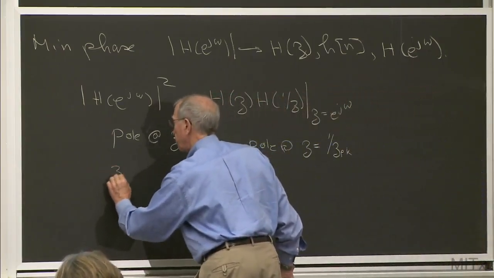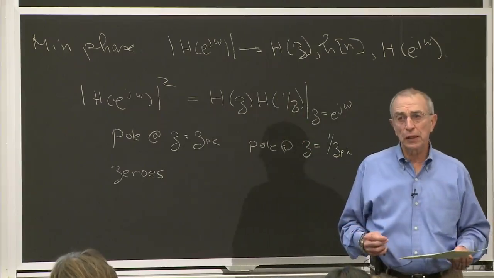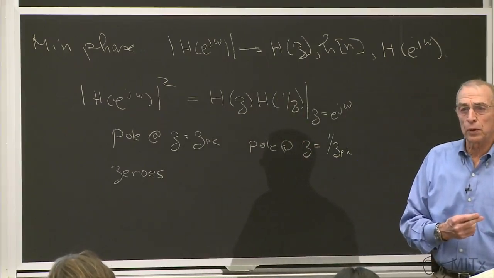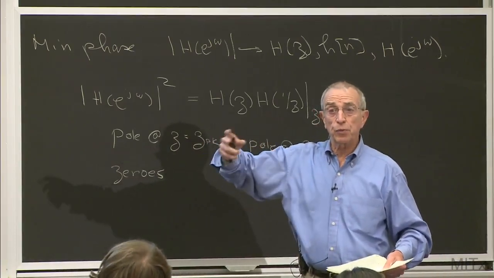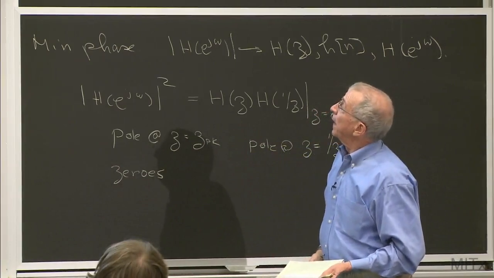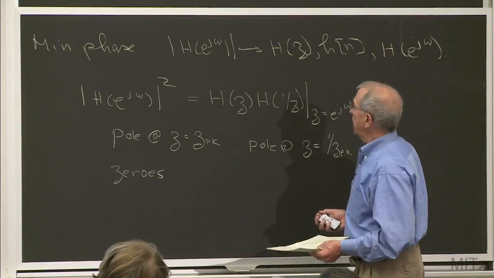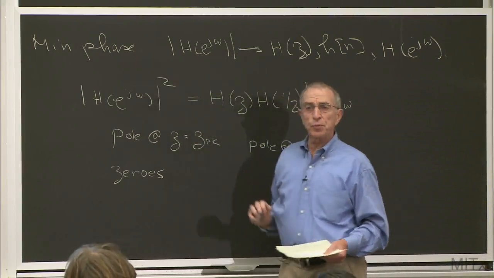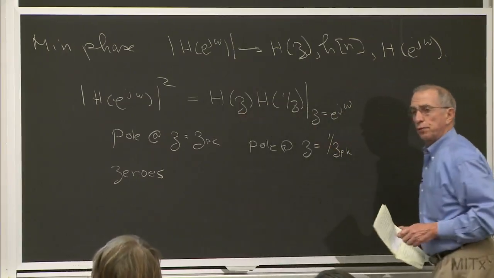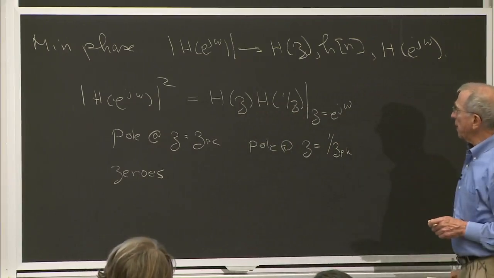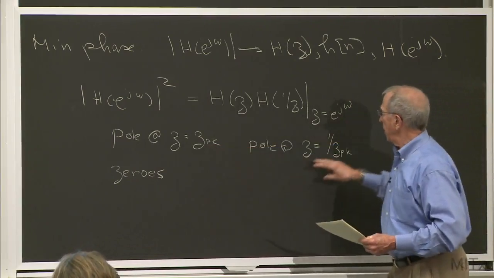And the same thing is going to be true for zeros. So in H(z) times H(1/z), wherever H(z) has a pole, this expression is going to have a pole at the reciprocal location. And the same with zeros. Now, if I tell you that the system is minimum phase, if I give you H(z) times H(1/z), can I figure out which pole is at z_pk and which is at the reciprocal?